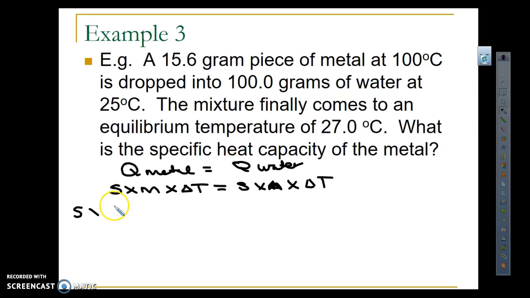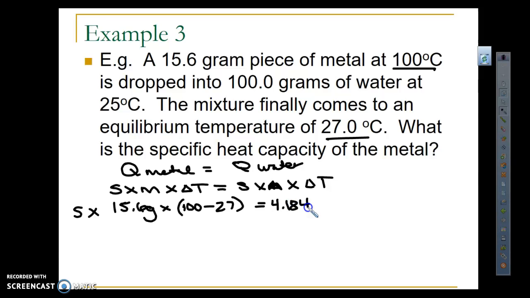We don't know what the heat capacity of the metal is. We know the mass is 15.6 grams. And here's the other thing. It's going to come to an equilibrium temperature of 27, and it started at 100. So we want to go 100 minus 27. And I just realized here that I'm not going to make my recording time, so I'll just make another recording after this. The water heat capacity is 4.184.